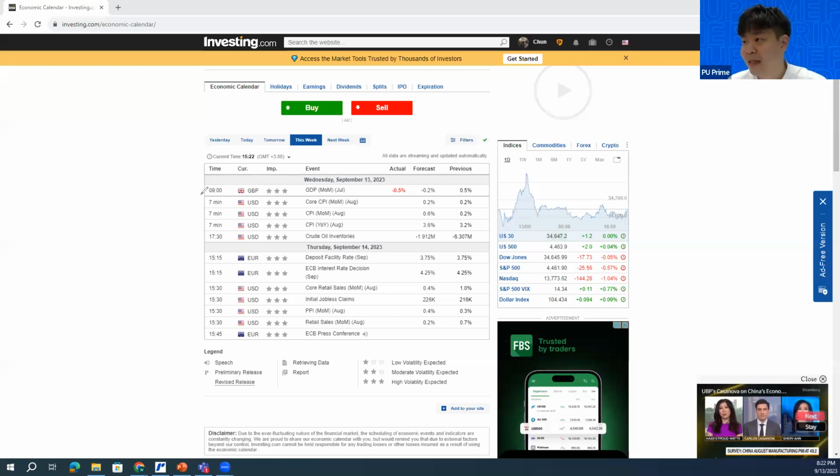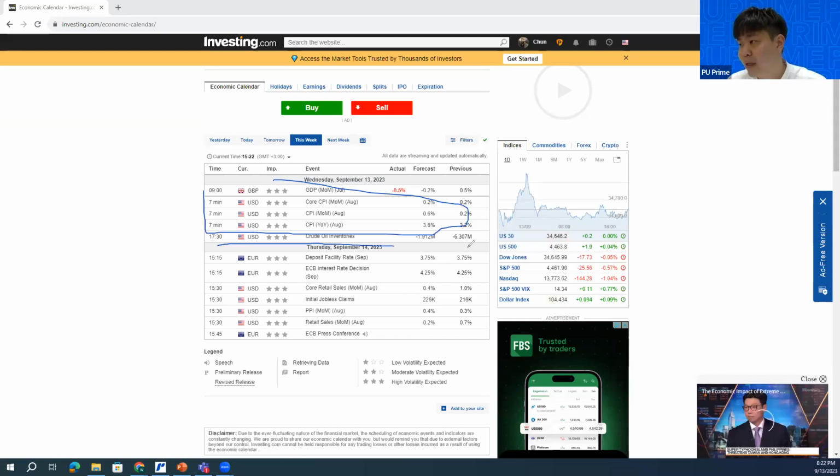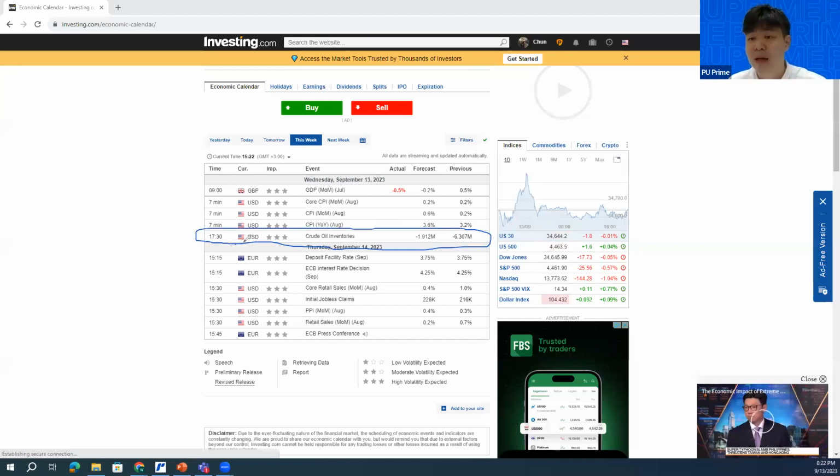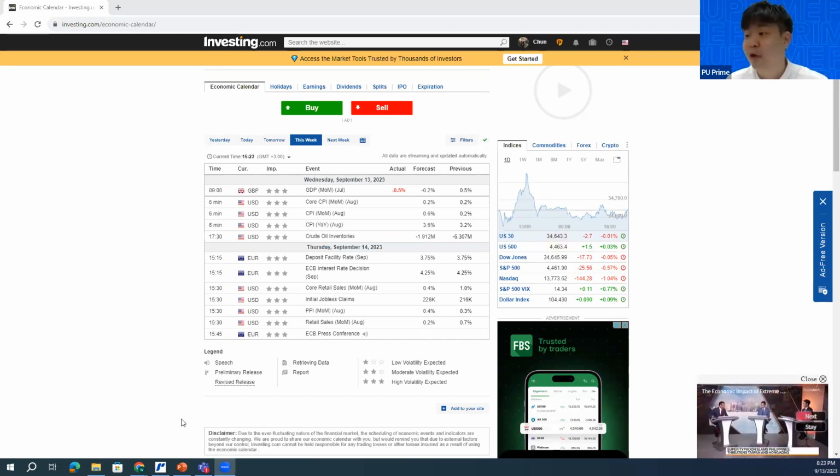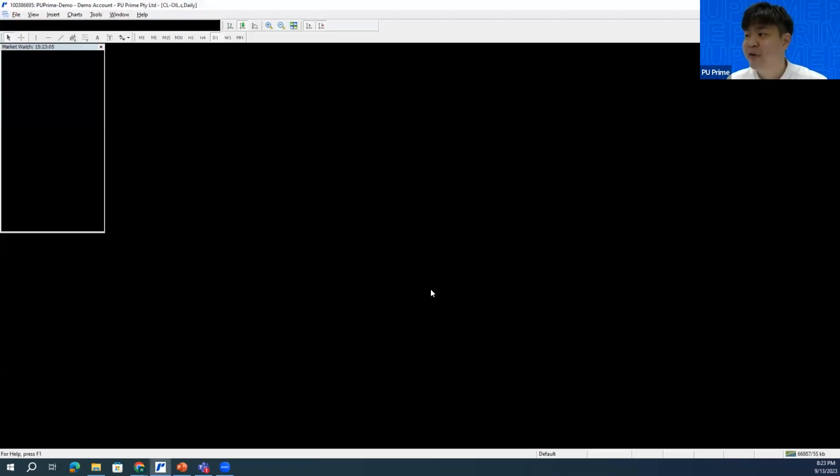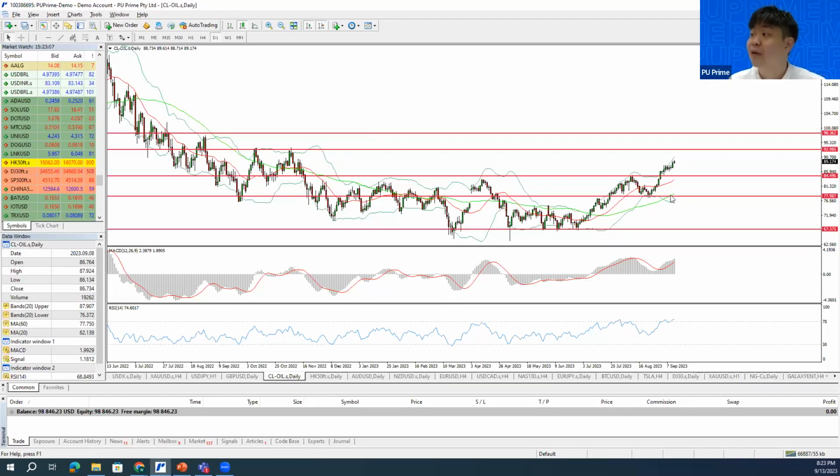Not only the CPI data is very famous, the oil inventory data is also important for everyone to focus on. If the oil inventory data is higher than the market expectations, it will likely increase the expectation that demand is still very low for oil and supply is still very high. That's why there is a lot of inventory. So this might trigger some drop in oil prices. So oil inventory data is another thing that we can focus on.